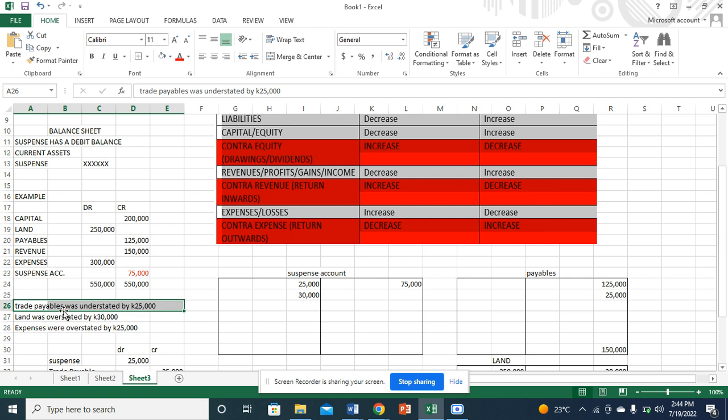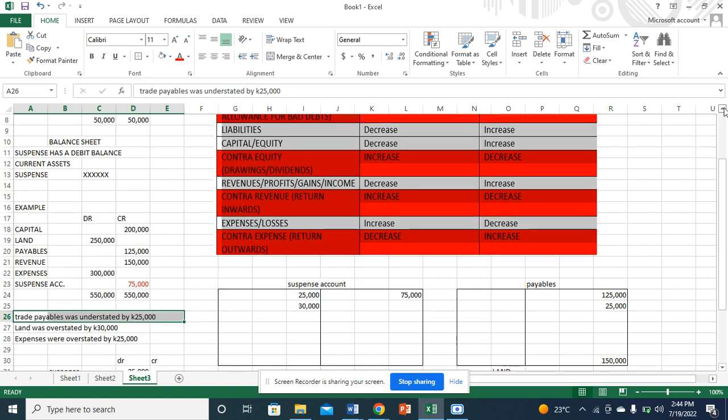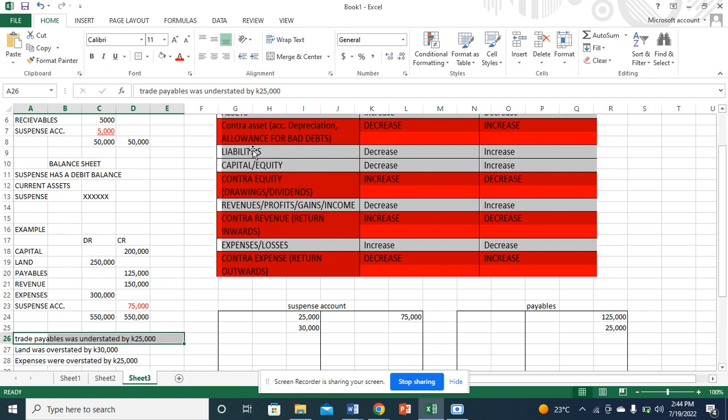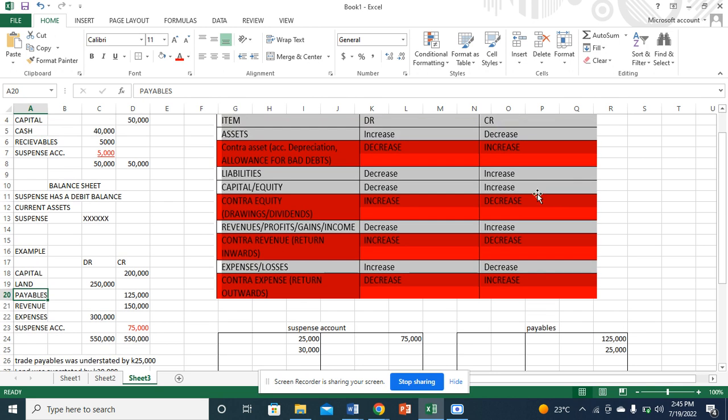All right. So trade payables is a liability account. This trade payables is the control account we've been doing previously. This represents the control account for payables. So for a liability, we need to increase the amount. To increase the amount, we need to credit. We need to credit trade payable so that we increase the amount.